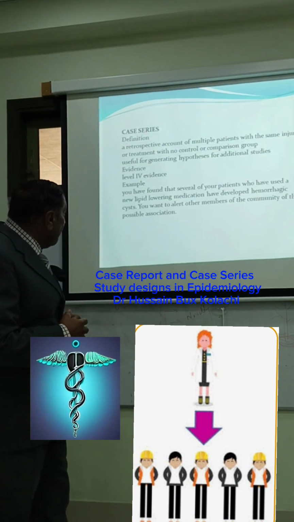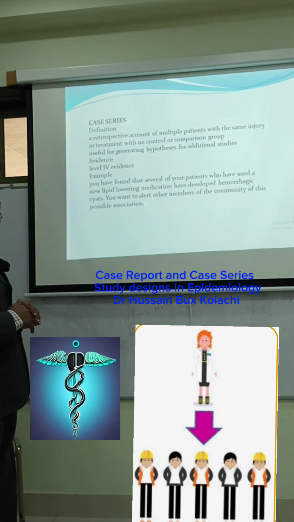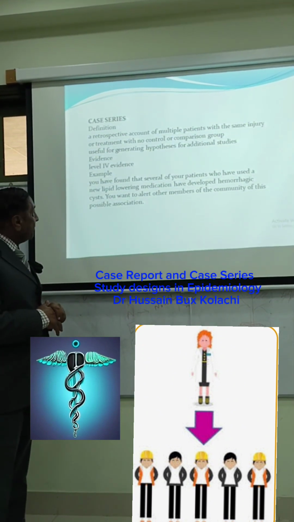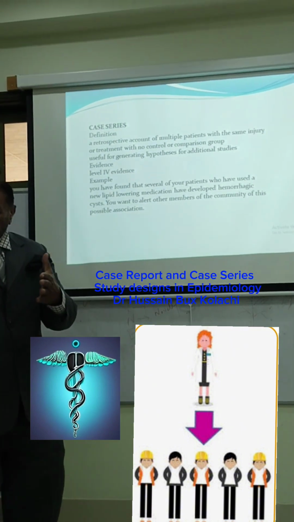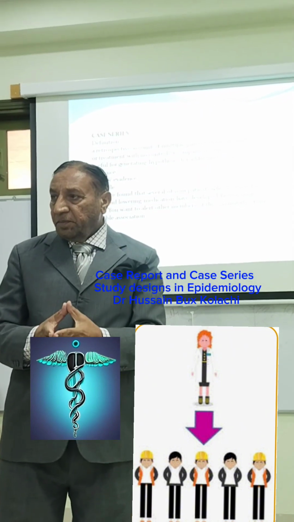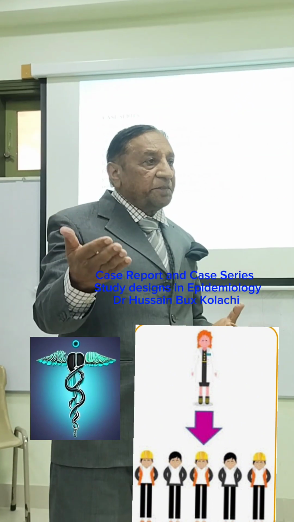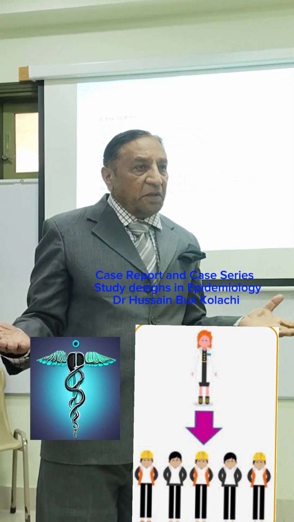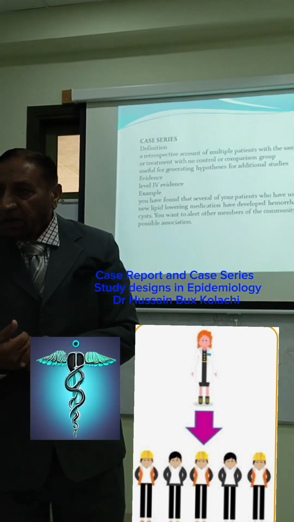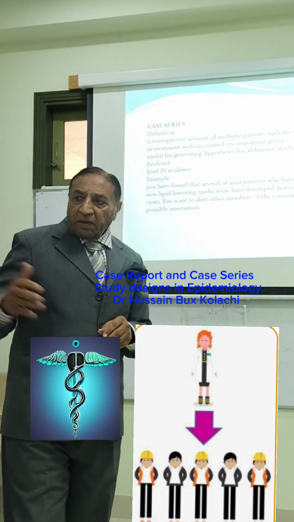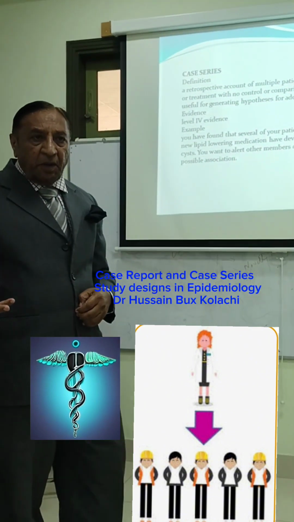Next, please. Then coming to the case series, an account of multiple patients with the same problem. Suppose you can have birth defects in certain villages, in 1, 2, 3, 4, 5 houses, or dwarfism, which is nowadays a big problem.